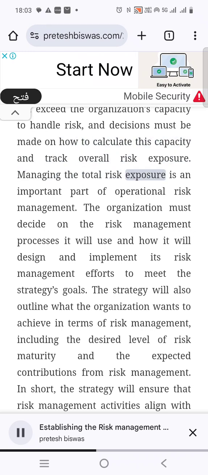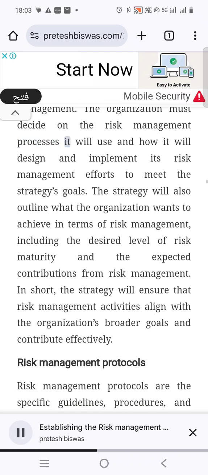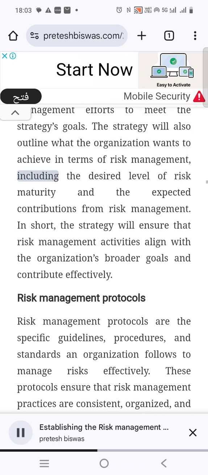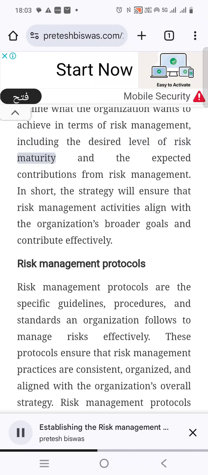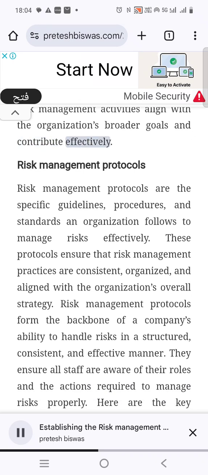Managing the total risk exposure is an important part of operational risk management. The organization must decide on the risk management processes it will use and how it will design and implement its risk management efforts to meet the strategy's goals. The strategy will also outline what the organization wants to achieve in terms of risk management, including the desired level of risk maturity and the expected contributions from risk management. In short, the strategy will ensure that risk management activities align with the organization's broader goals and contribute effectively.